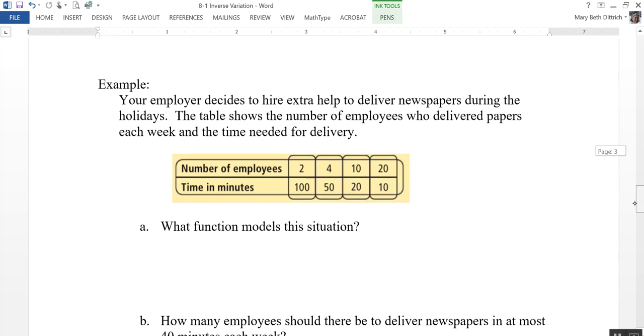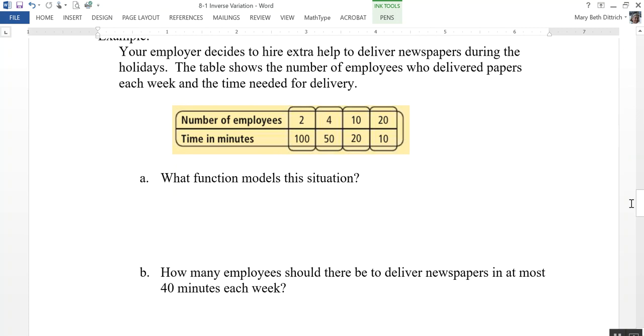Here's another example. Your employer decides to hire extra help to deliver newspapers during the holidays. The table shows the number of employees who delivered papers each week and the time needed for delivery. So when there were 2 employees, it took 100 minutes to deliver. When there were 4 employees, it took 50, and so on.